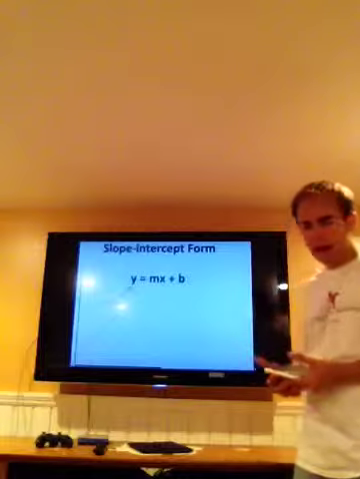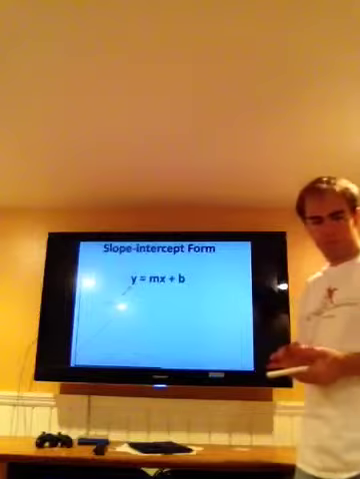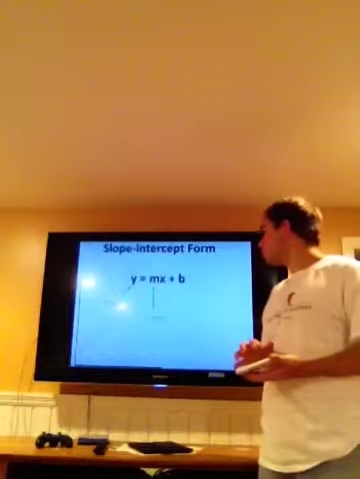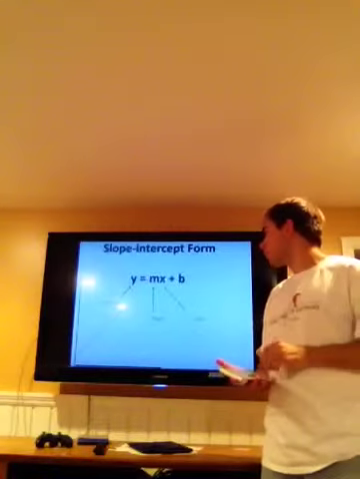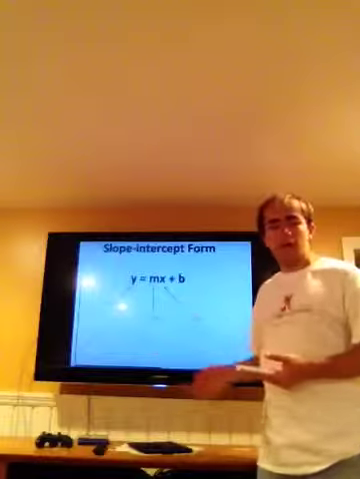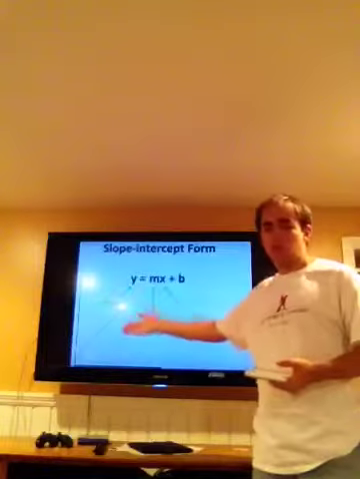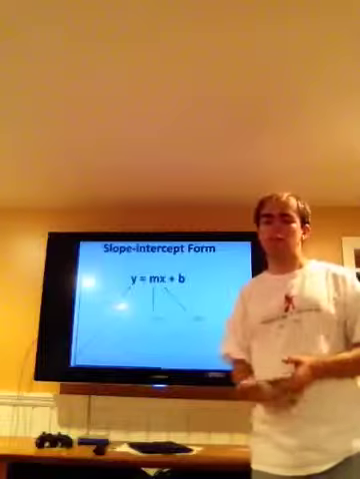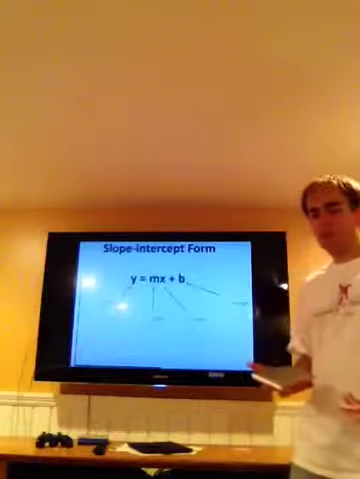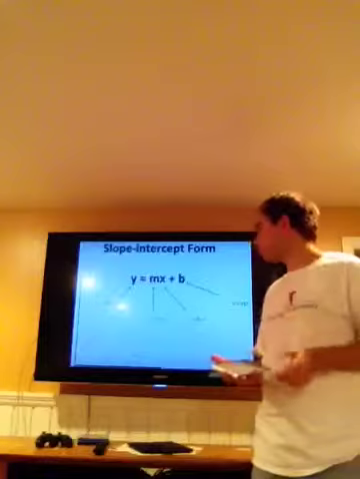Well, first we have y, which is the y value. We have m, which is the slope. We have x, which is the x value. The y and x values, by the way, go with any point on that line. You can use any of them, and this will work. Finally, b is the y-intercept. So what does that actually mean?